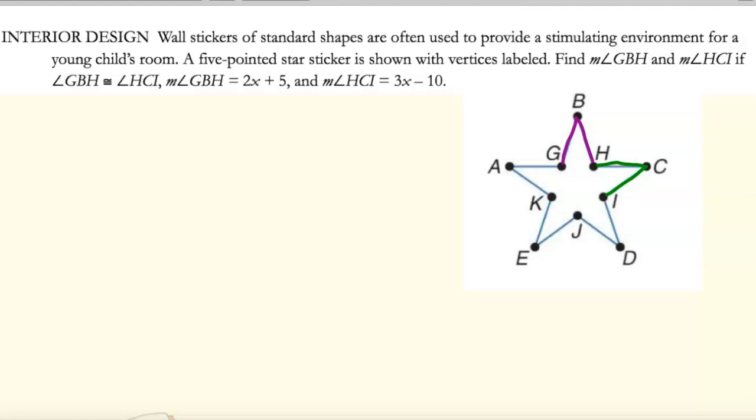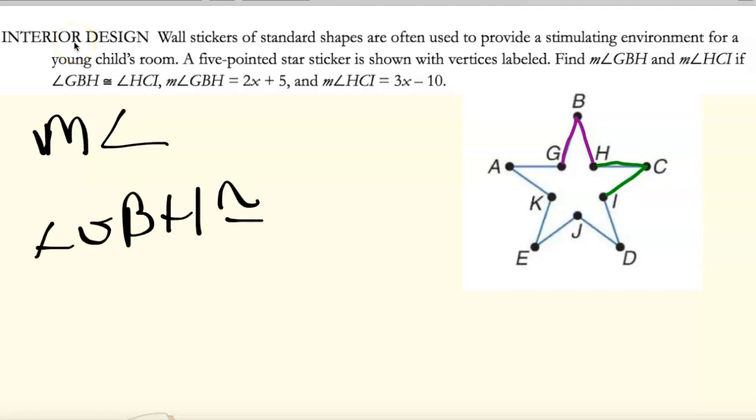So first of all, it says wall stickers of standard shapes are often used to provide a stimulating environment for a young child's room. A 5-pointed star sticker is shown with the vertices labeled. Find the measure. When we see this here, it talks about the measure. M is talking about a number, so the measure of angle GBH, which I have in purple, and the measure of HCI, which is in green. You see that angle GBH is congruent to angle HCI.